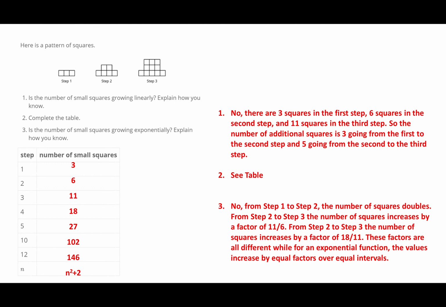Just like pattern 2 from our previous activity, this one is quadratic. And we're calling it quadratic. It has this expression where we have n squared plus 2. So the fact that there's that squared term indicates to us that this is quadratic.